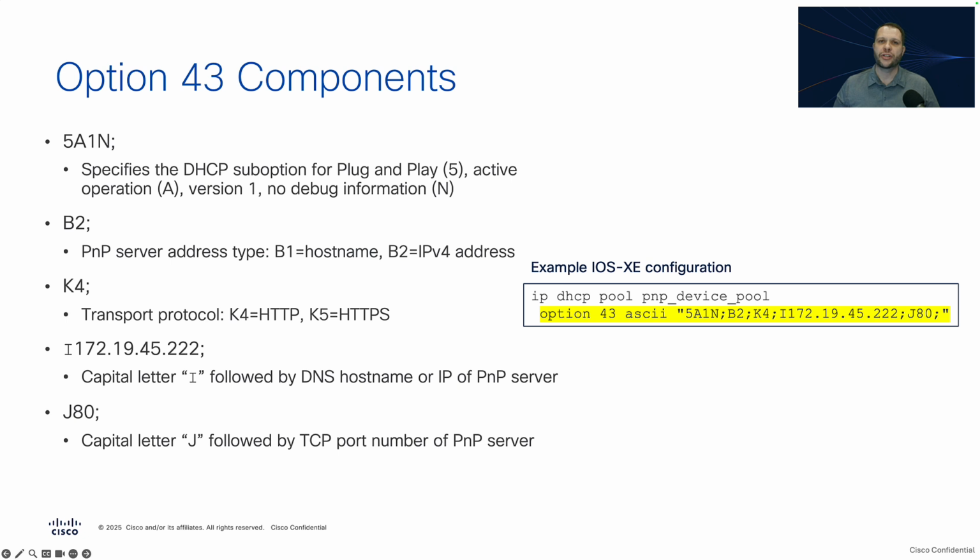And because HTTP is the default option and should be the one that you always use, the TCP port number will almost always be 80 in this case, unless your Catalyst Center server is listening on a different port number than 80 for HTTP communication.